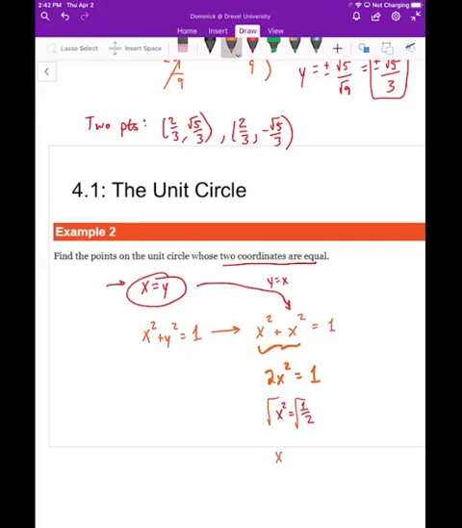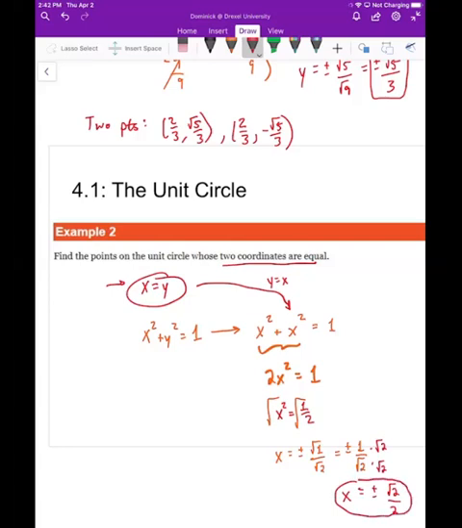And we'll get that x is plus or minus the square root of 1 over the square root of 2, which we could say is plus or minus 1 over the square root of 2. But of course, we need to rationalize this. You can't have a square root in the denominator. So we'll multiply top and bottom by the square root of 2. And this will give us plus or minus square root of 2 over 2 for our x values.